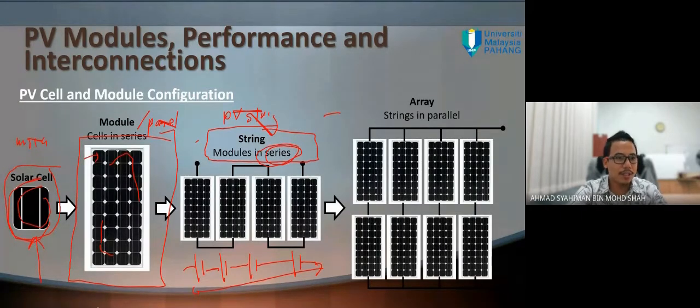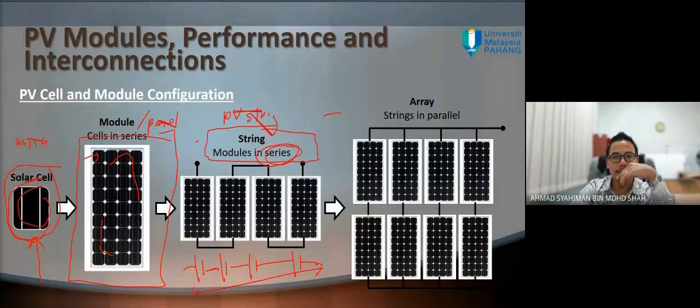Maksudnya apa? Kalau we have the same modules, same size, same pattern, same brand, it should be same lah. I mean for each voltage tu, you sambung 4 and then dia akan dapat total up lah. So, total up voltage lah. You akan dapat total sum of the voltage. But the current, if the module is the same, then dia akan dapat the same current lah for one string.